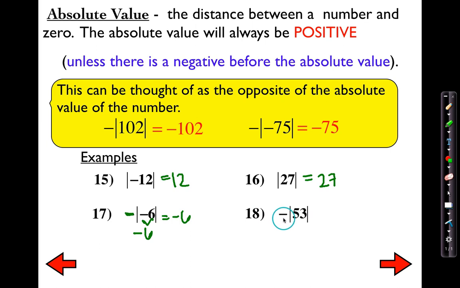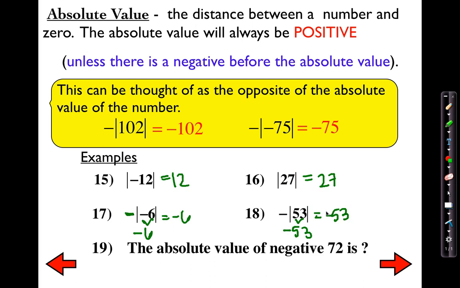Okay, here, what is the opposite of the absolute value of 53? Well, the absolute value of 53 is just 53, and the opposite of that would make it a negative 53. Okay, so the last one. What is the absolute value of negative 72? Well, how far is negative 72 from 0? It's just 72. And notice we're not taking the opposite of it, so we're just going to stay as 72.